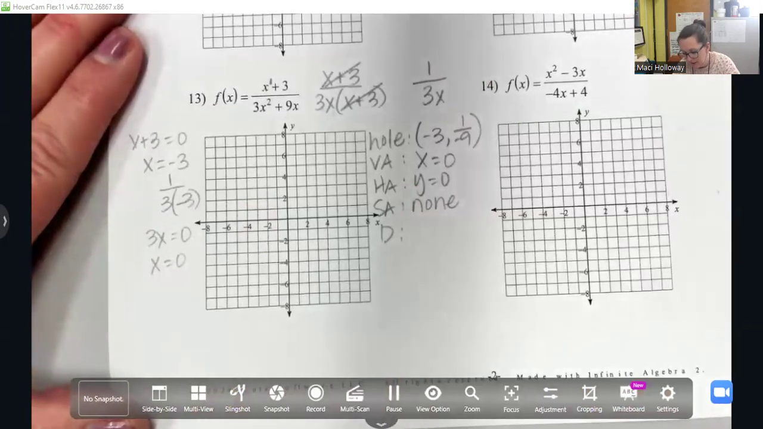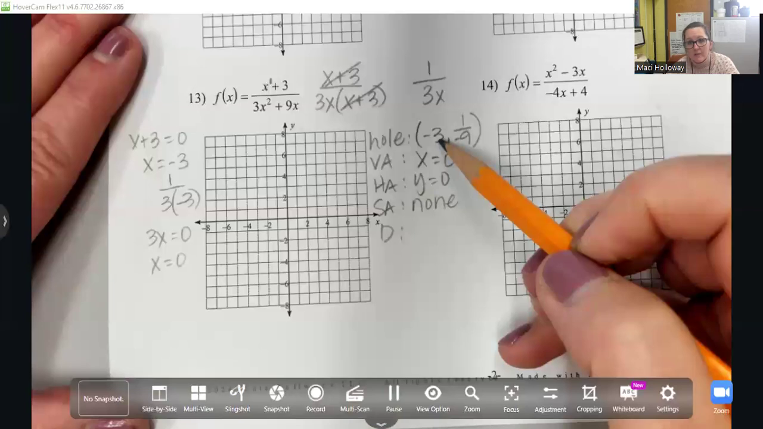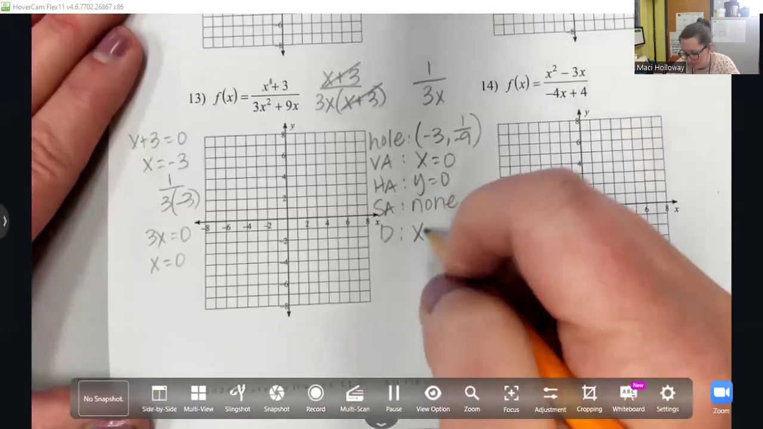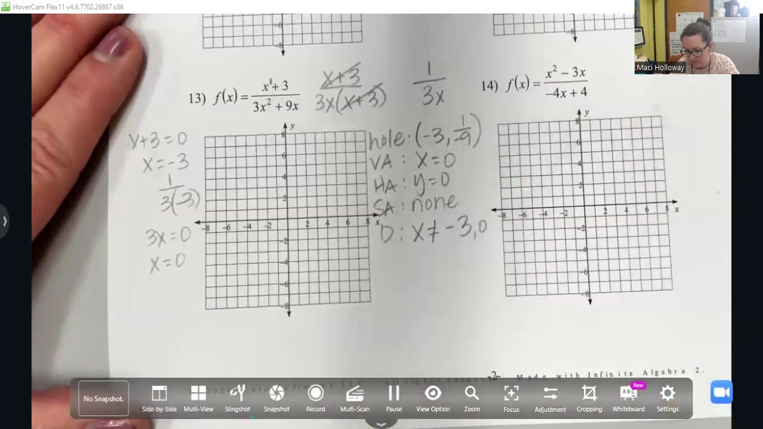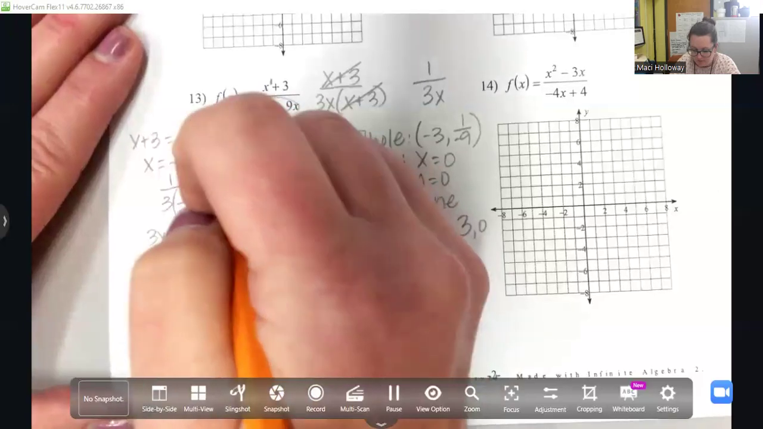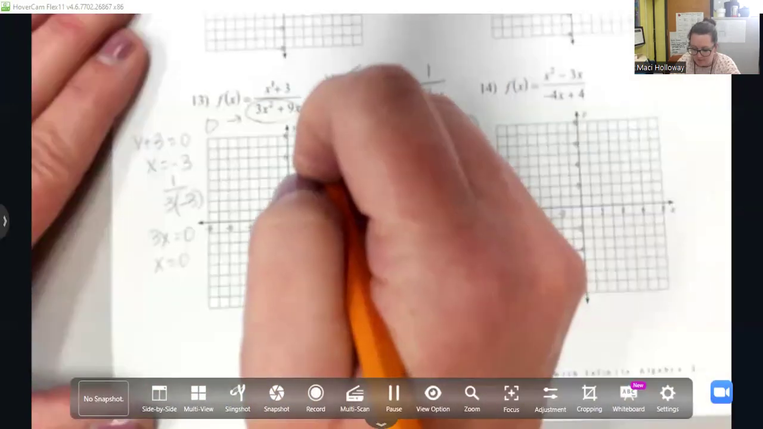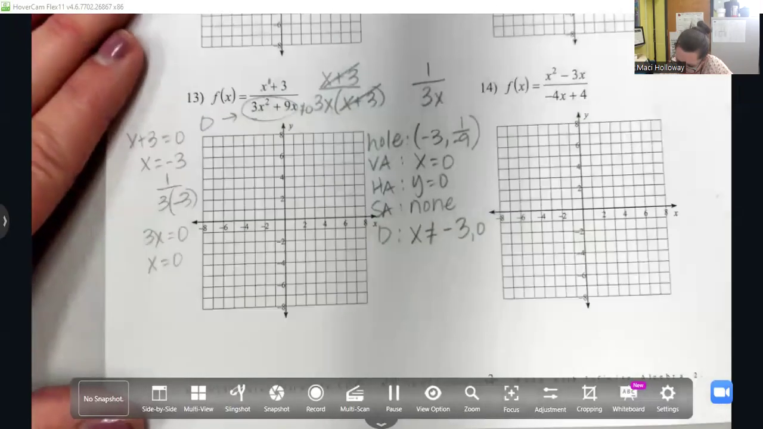And our domain is the vertical asymptote and the hole, okay? I know some people were missing that on the quiz. It's -3 and 0, so it's the original denominator. So the domain is the original denominator set not equal to 0, okay? All right, let's graph it.